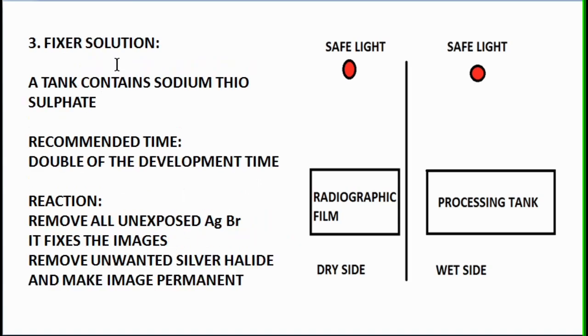Next, the fixer solution. It is also one tank, the third tank, and the tank contains sodium thiosulfate. Here it removes all unexposed silver bromide. So it fixes the image, removes unwanted silver halide and makes the image permanent. For the time, we choose double the development time. So if the development time is 5 minutes, here it is 10 minutes.